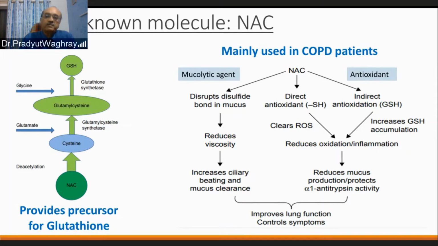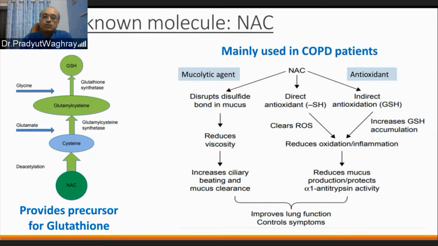Coming to the right-hand side, this N-acetylcysteine or NAC has been used in COPD patients since a long time, mostly for its mucolytic action, because NAC disrupts the disulfide bonds in the mucus, thereby reducing the mucus viscosity. It also increases the ciliary beating, thereby increasing the mucus clearance. By doing this, it improves the lung functions and controls the symptoms of COPD. This we are all well aware of, its mucolytic action.